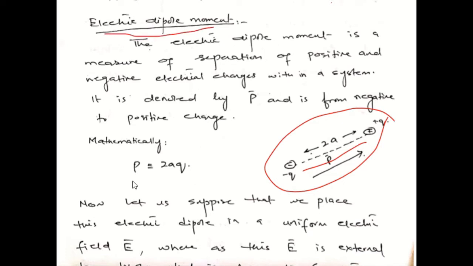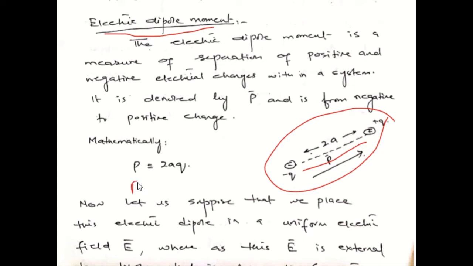We represent the electric dipole moment mathematically as follows: P is defined as 2a into Q, where Q is the magnitude of the charges. So we multiply Q with the distance. This electric dipole moment is a vector quantity.